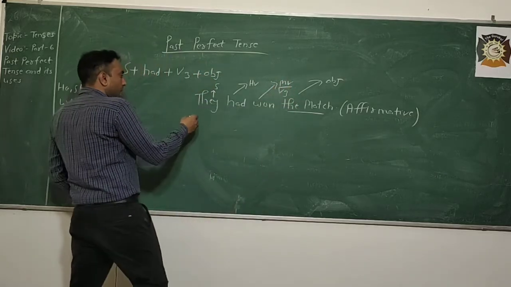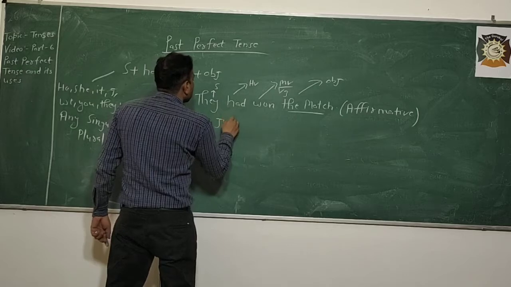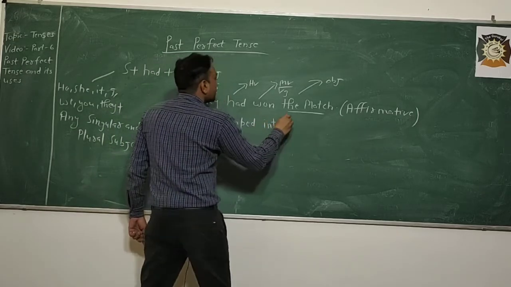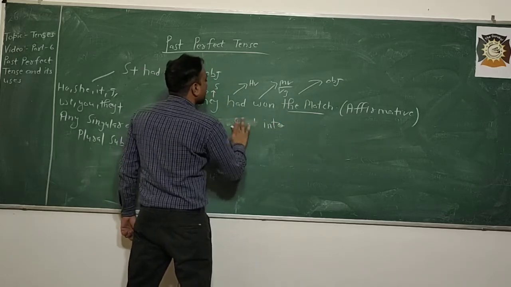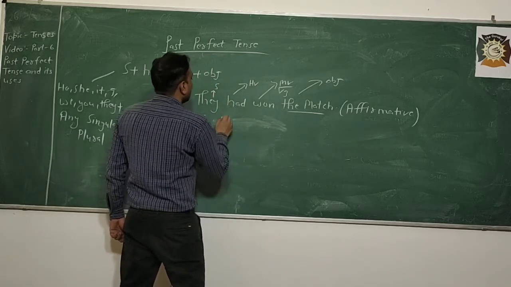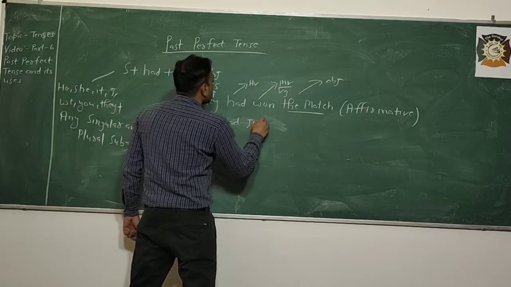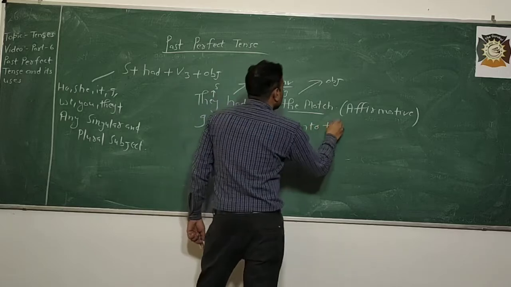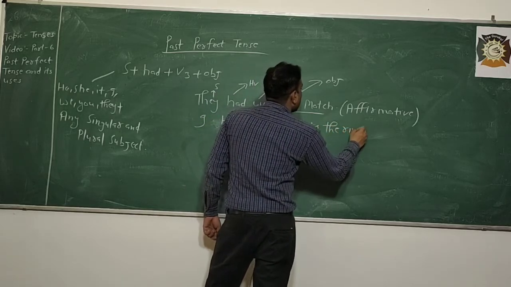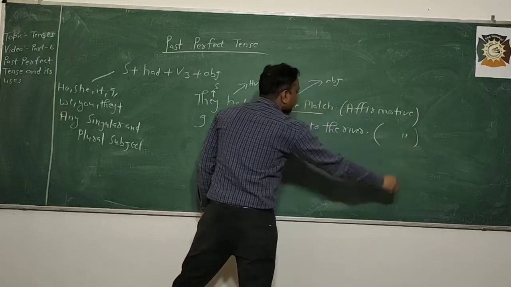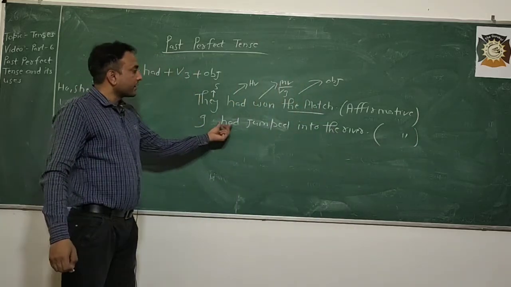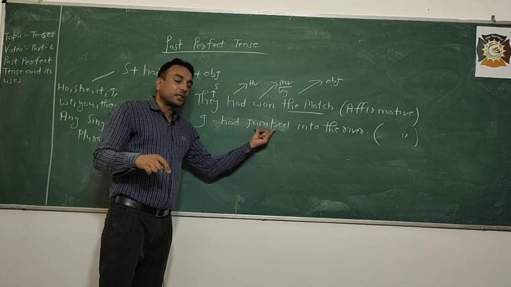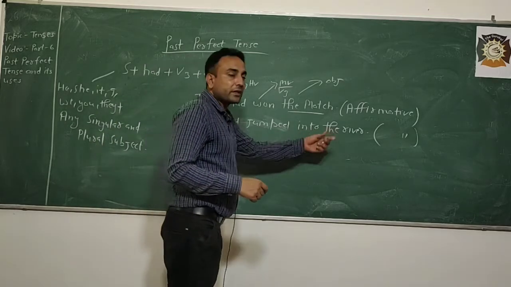If I say, I jumped into, not I jumped, I had jumped into the river. This is also affirmative. I is the subject, had is the helping verb, jumped is the main verb, the third form of the verb, and into the river is the object.